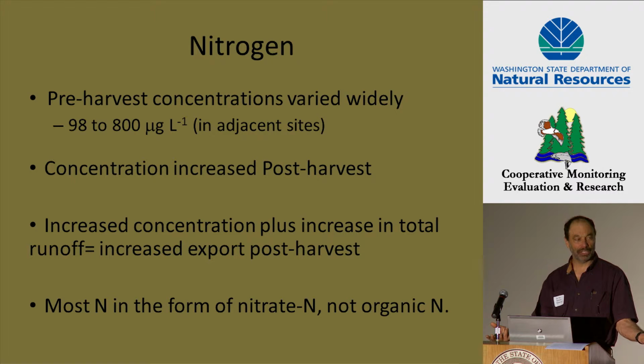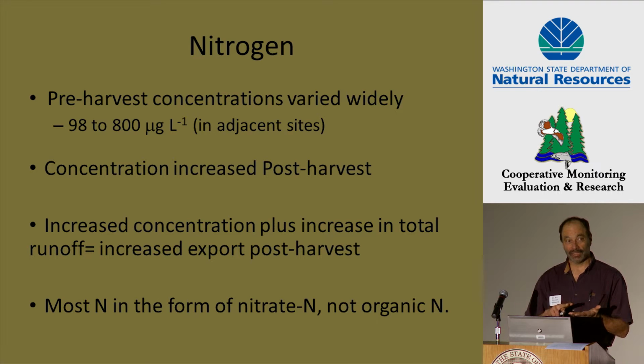98 micrograms per liter flow-weighted concentration and 800 micrograms per liter flow-weighted concentration, were in adjacent watersheds, which, just to look at them, are identical in the species composition and almost everything. And so I'm not really sure what's driving that. There's a third watershed adjacent to these two, which was somewhere in the middle. So there was a lot of variability in pre-harvest concentration.